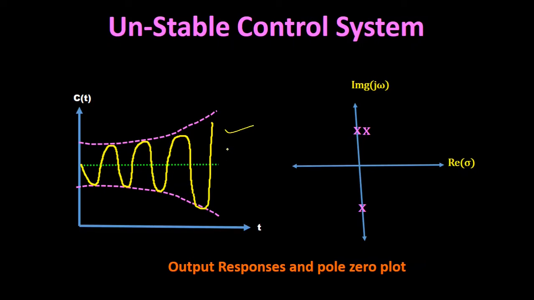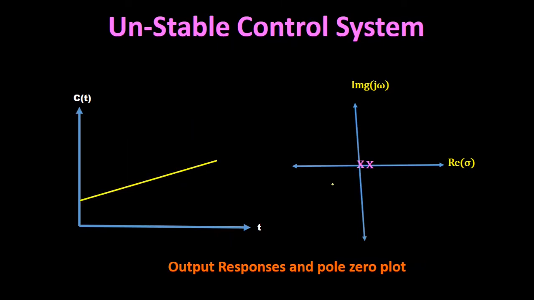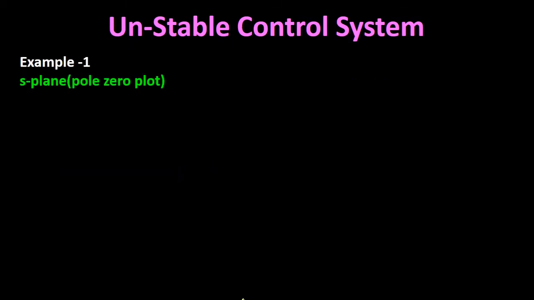Therefore it is an unstable system because of the presence of these repeated poles at the same position on the j omega axis. In the next response, we can see that two repeated poles are lying on the origin. Because of these two poles lying on the origin, this is an example of an unstable system, and the response of such a system will look like this. Now we solve some examples to understand how to find out whether the system is stable or not.